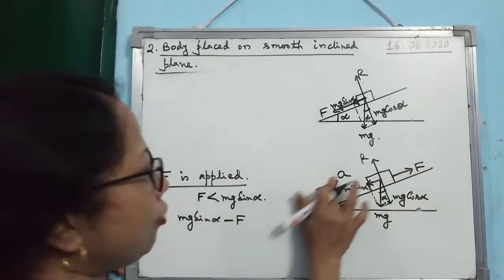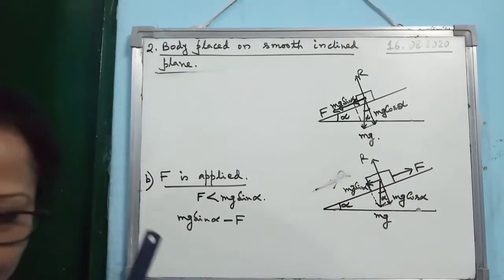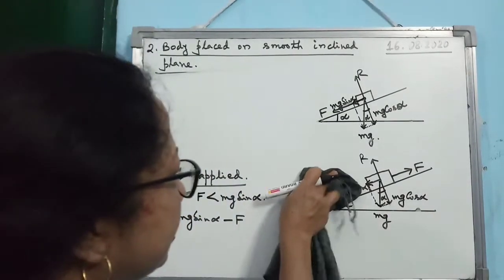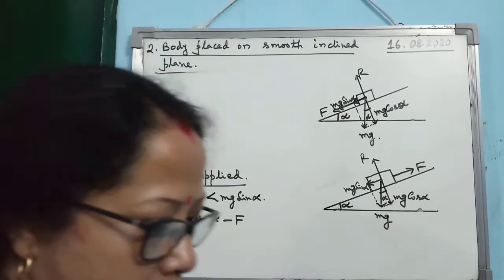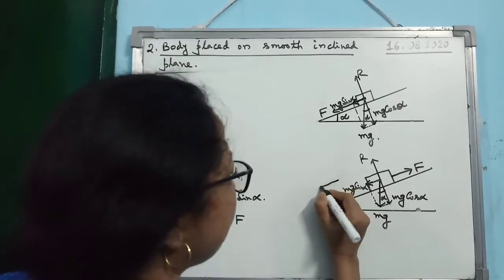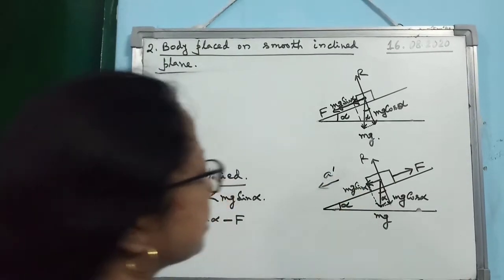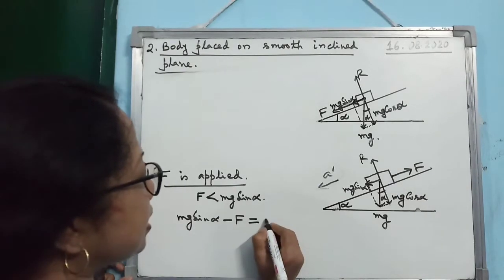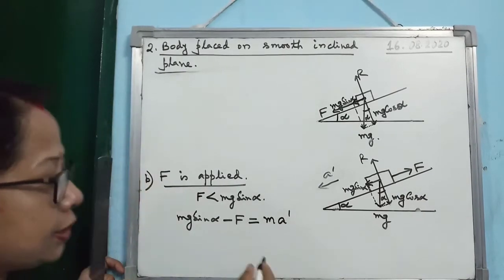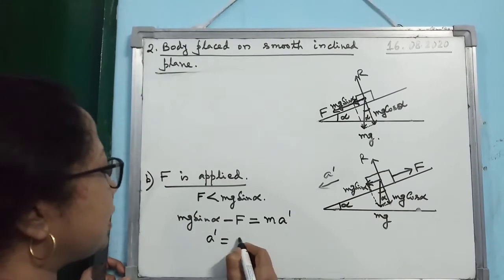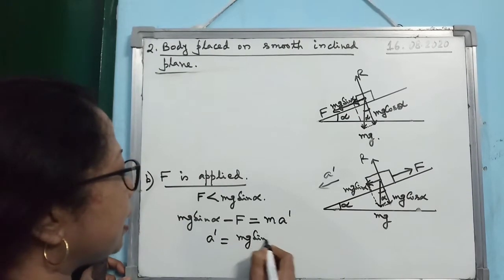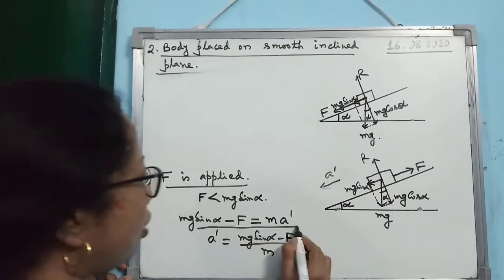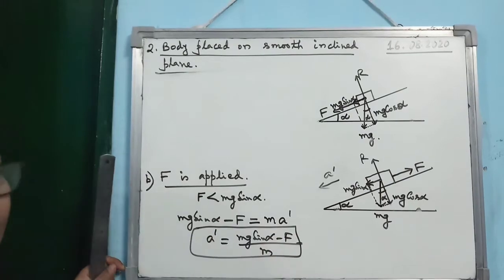If F is less than mg sin alpha, then the body cannot slide up. The body will slide down with an acceleration a dash, and you can write mg sin alpha minus F equal to m a dash. And what will be a dash? A dash is (mg sin alpha minus F) by m. Now this is when F is less than mg sin alpha.